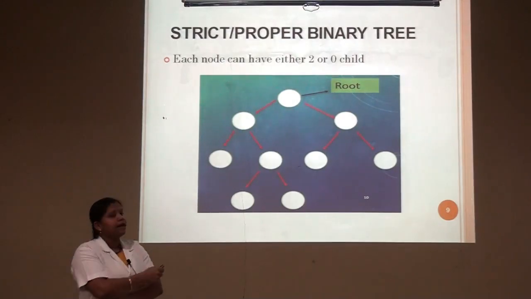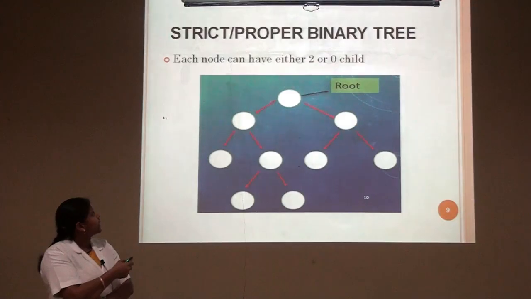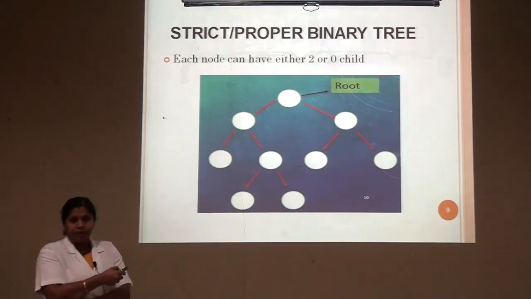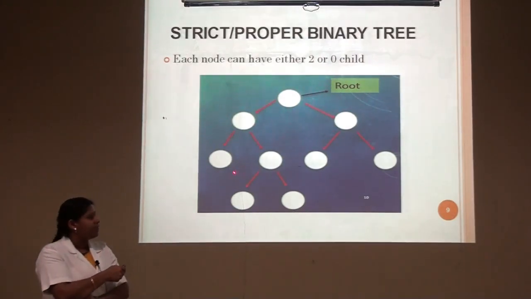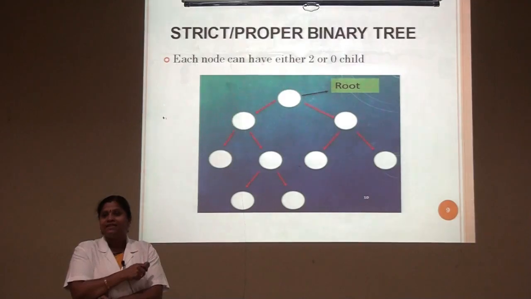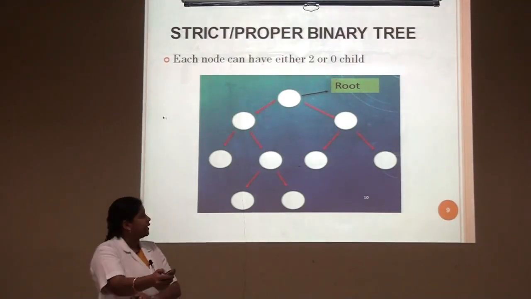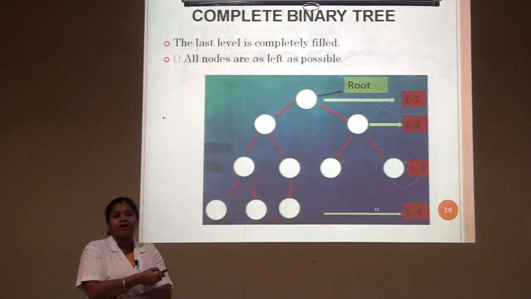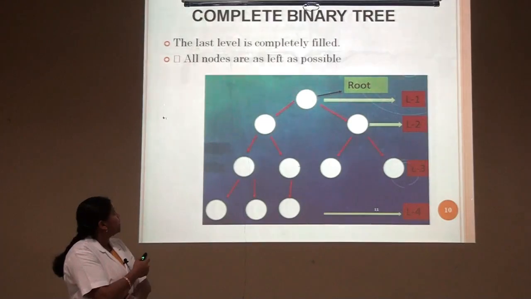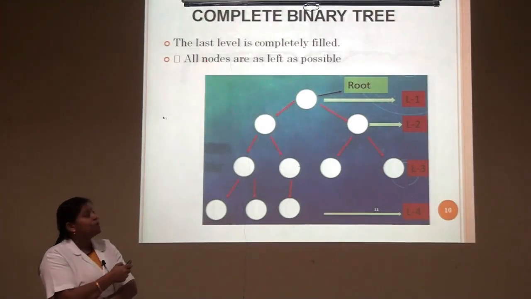Then these are the kinds of binary tree. First, the strict or proper binary tree. In this case, each node has either 2 or 0 children. So either 2 children or 0 children. There is no possibility of having only a single child. This is the difference here. This is what a strict or proper binary tree is. Then the complete binary tree is another kind of tree data structure. In a complete binary tree, the property to be maintained is that the last level is completely filled.